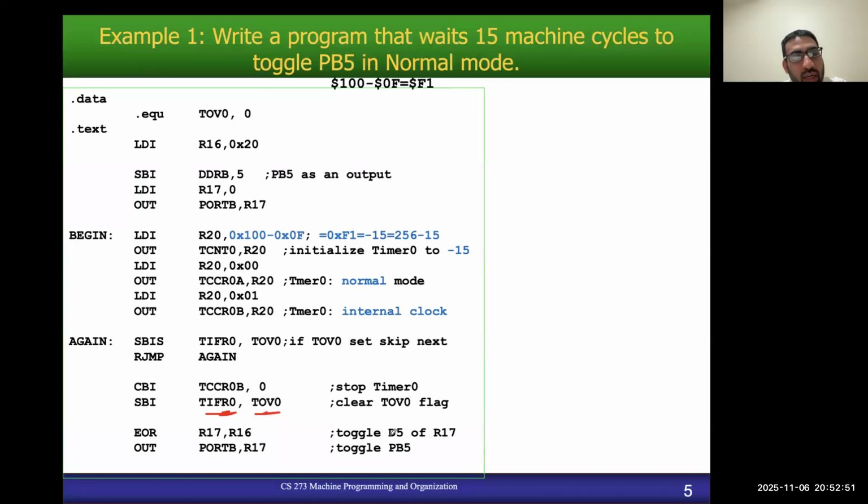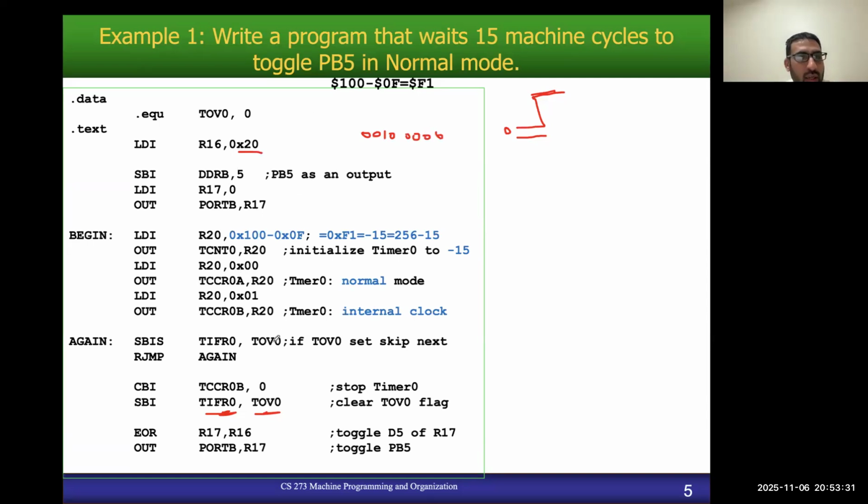And after that, remember, we need to generate an output which is toggled after every 15 cycles. So initially it was set equal to 0, then we waited for 15 cycles when the overflow happened, and at that point we stopped the timer, we cleared the flag, and now we need to toggle the output, right? So how can we toggle the output? In R16, we had the value of 0x200, right? So it is equal to 0, 0, 1, 0, 0, 0, 0, 0, right?